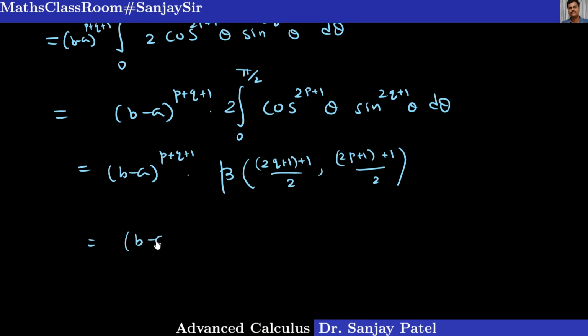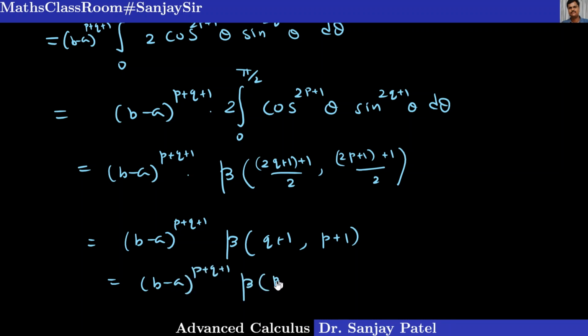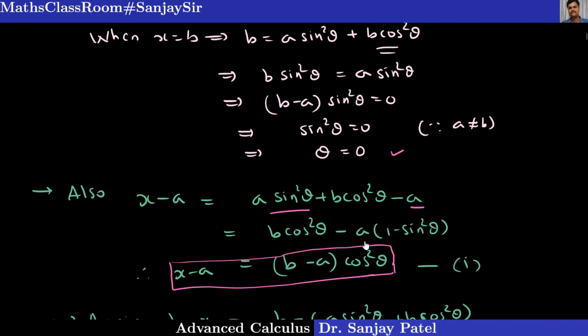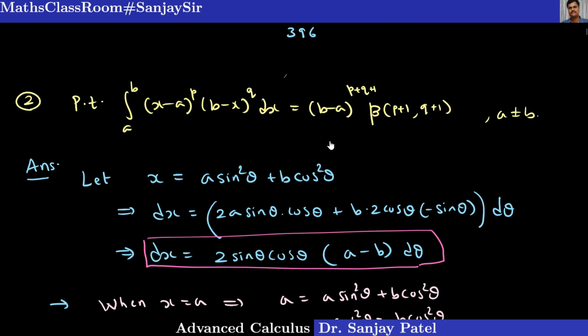Just simplifying, this gives us, this is beta of 2q plus 2 upon 2 gives us beta of q plus 1, and this is p plus 1. Okay, and that's all. That is the required. So I can write it as beta p plus 1 comma q plus 1 because beta function is symmetric in its arguments. So this is the required result. Okay, so we have proved this thing.